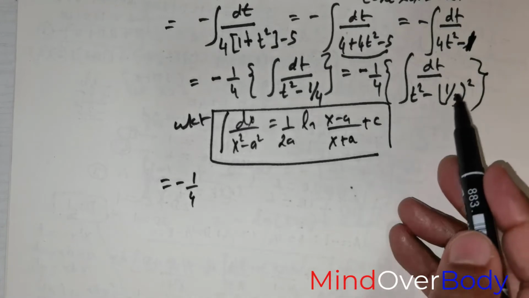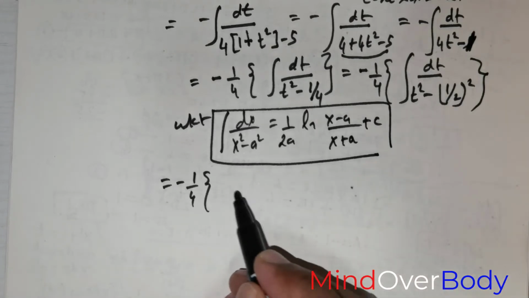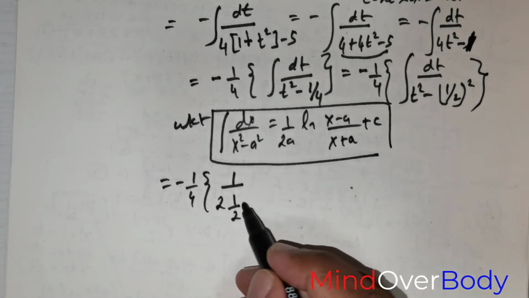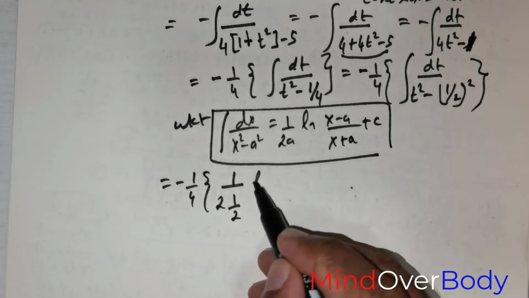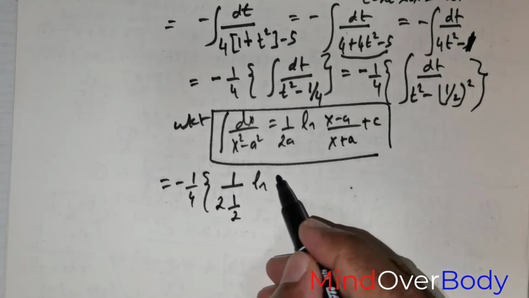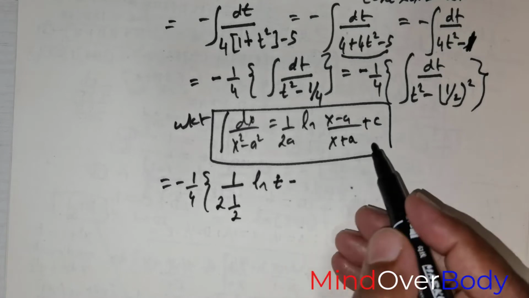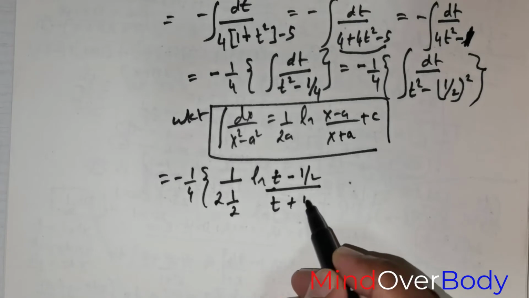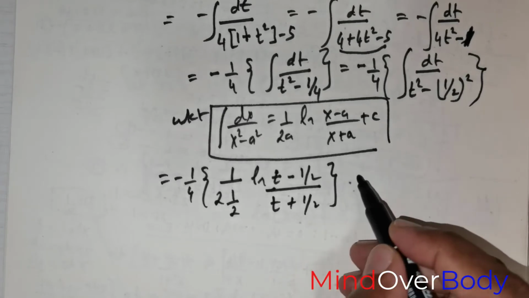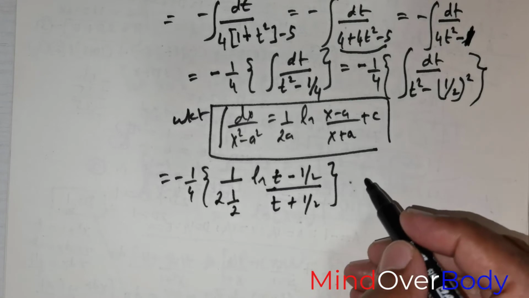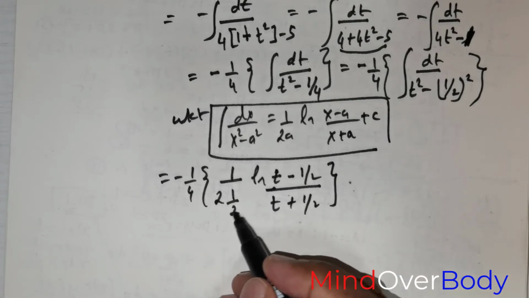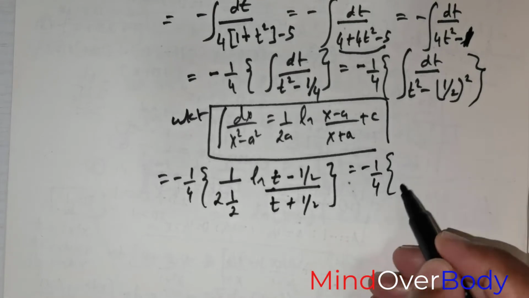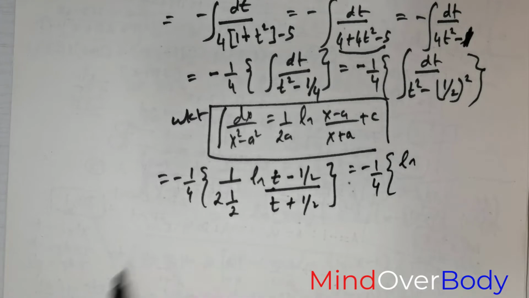So by this formula, this is equal to 1 over 2a. So my a is 1 over 2. So 1 over 2 times, my a is 1 over 2, that's fine, times ln of my x is t negative, my a is 1 over 2, divided by t positive 1 over 2. I'm not placing the arbitrary constant as yet. So now what happens? The 2 and the 2 can be cancelled here. So that's going to give me 1. So it's going to be negative 1 over 4 times ln of my t.